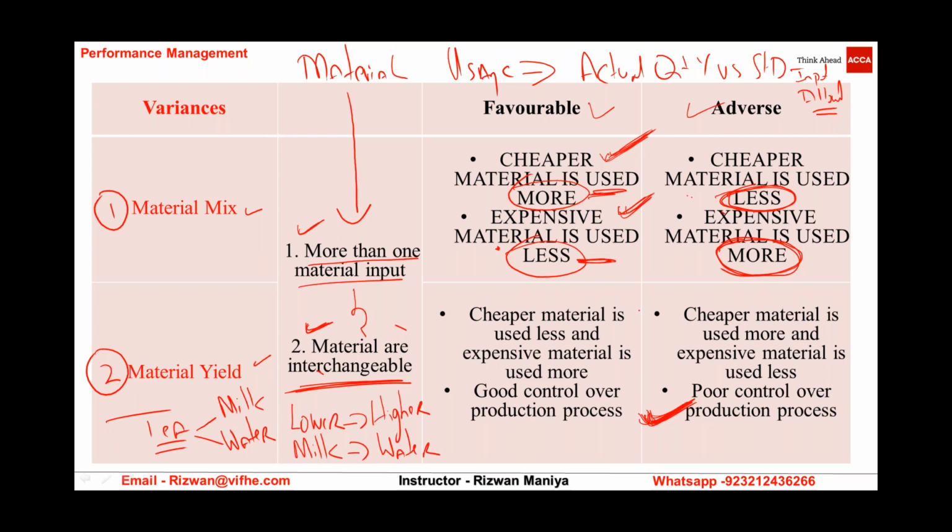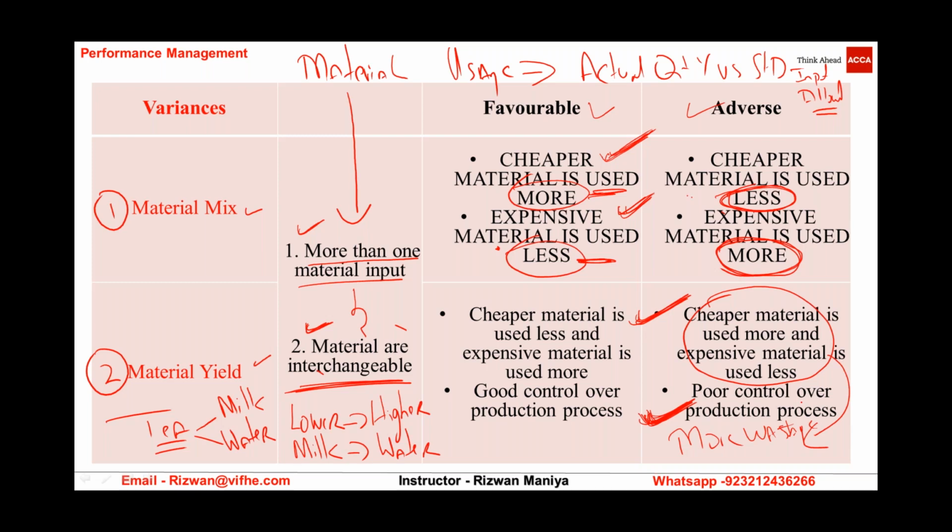The other reason could be cheaper material is used more, expensive material is used less. Now, let me quickly tell you, if cheaper material has been used more and expensive material has been used less, this can encourage more wastage. So one would say, okay, this can result in more wastage, and more wastage means that more input has been required, and that's why the input increased.